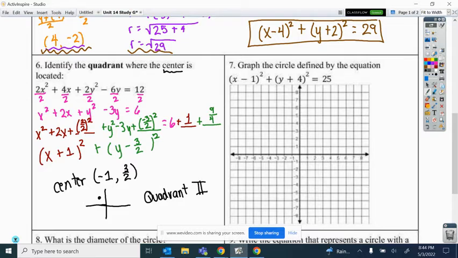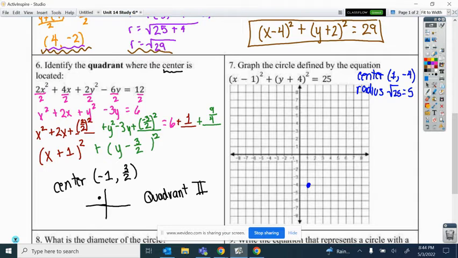Now in number 7, we're going to graph the circle given from this equation. In here, I have to be able to identify the center using my h, k values. This is at (1, -4), so I plot that point. And then I also have to be able to identify the radius. In this case, my radius is the square root of 25, also known as 5.